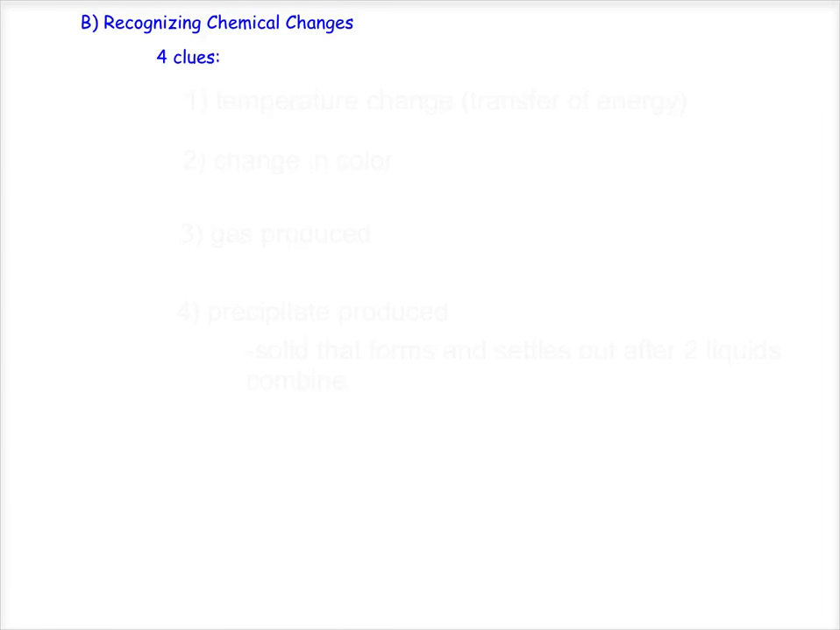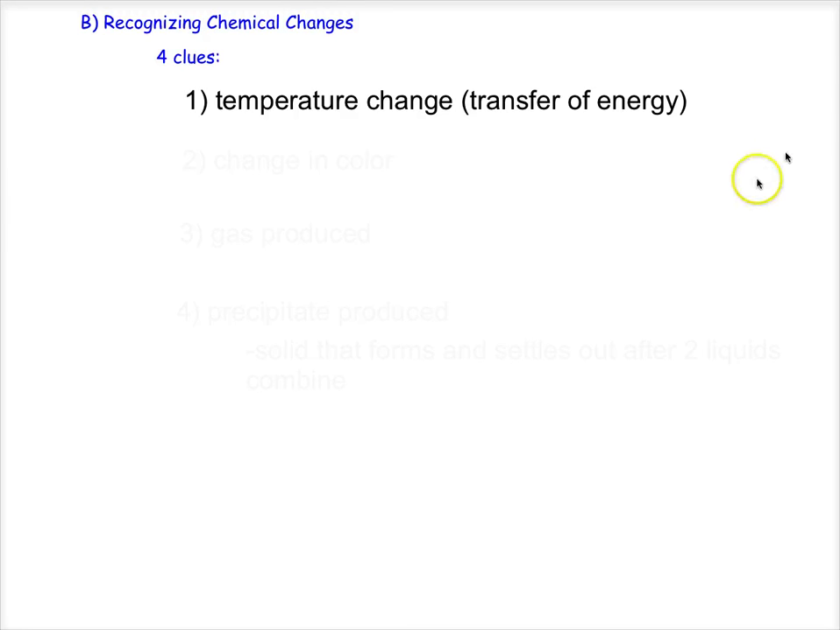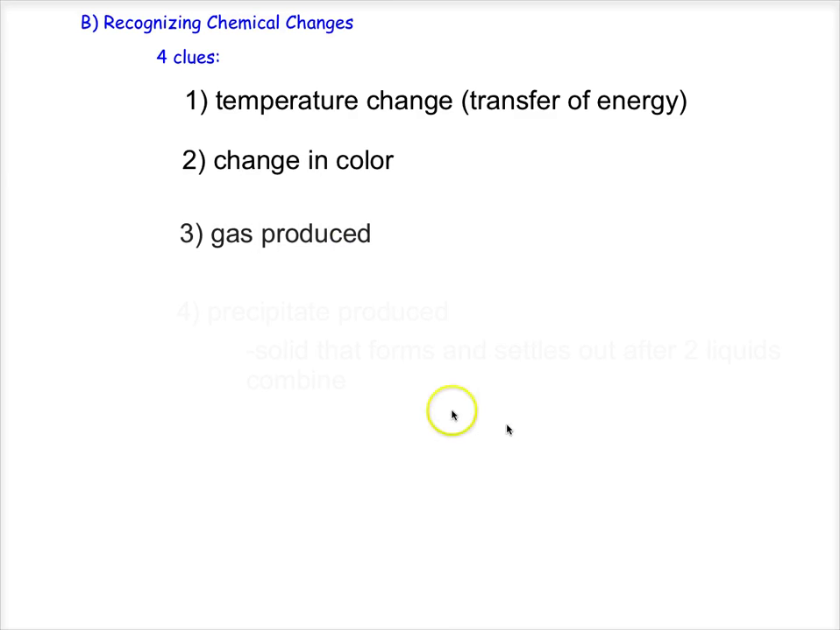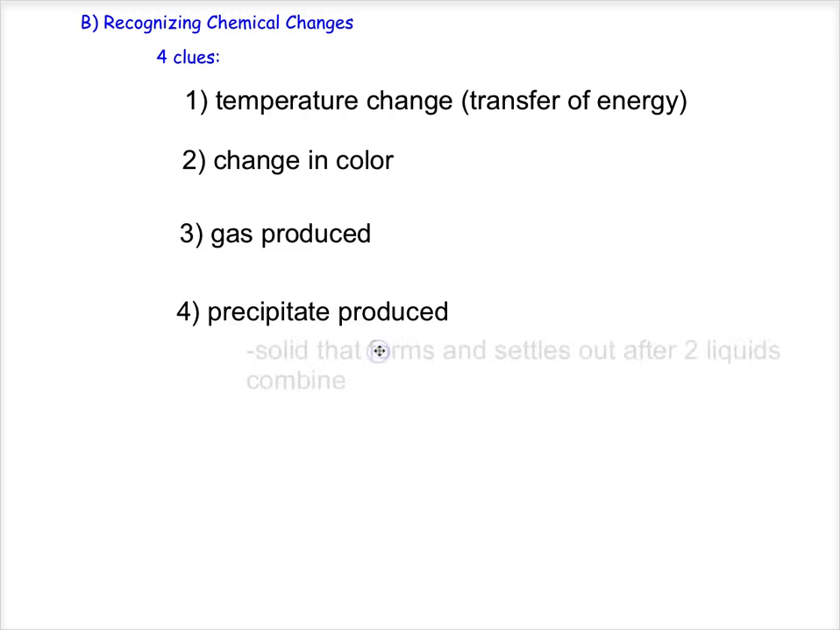The 4 clues to recognizing that a chemical change has occurred. If you see a temperature change, either getting hotter or getting colder, this is a transfer of energy. Typically, this is what you would see. If you see a temperature change, it is likely due to a chemical change. If there is a change in color, if there is a gas produced, or if there is a precipitate that is produced. A precipitate, as you learned in the laboratory, is a solid that forms and settles out after 2 liquids have combined.